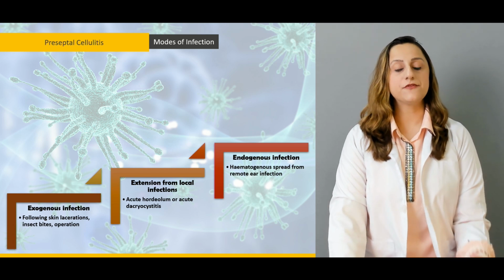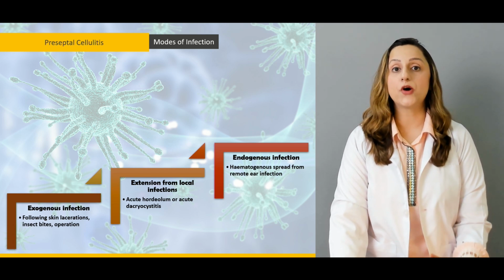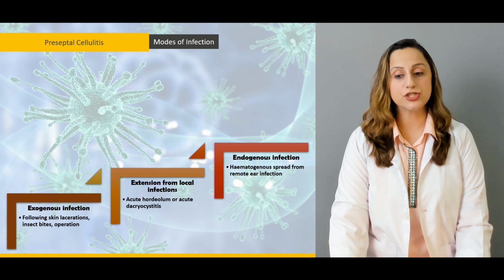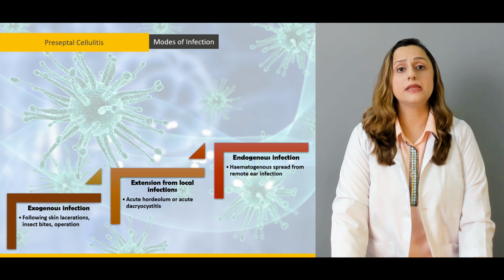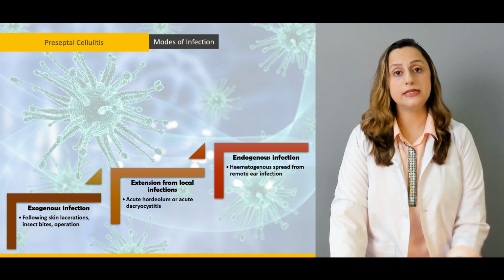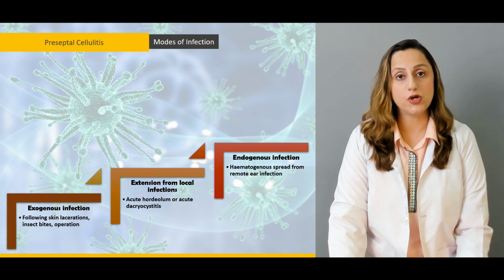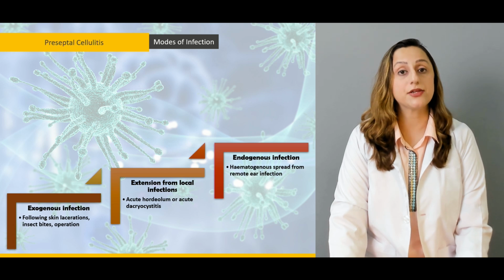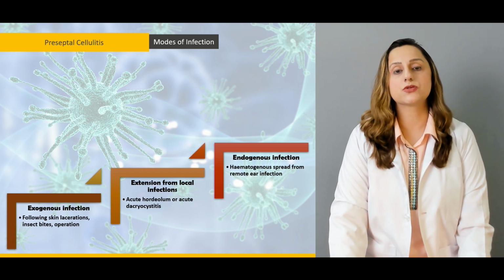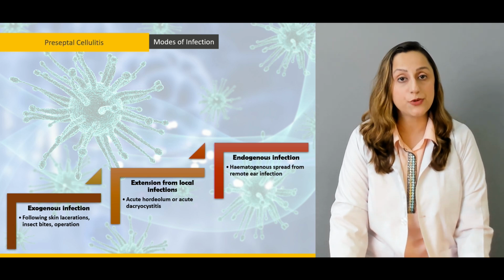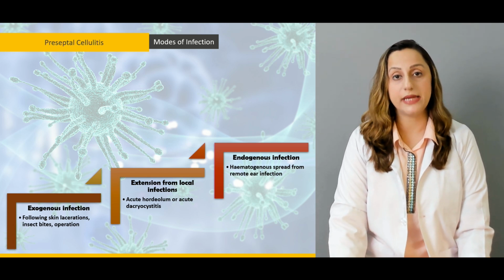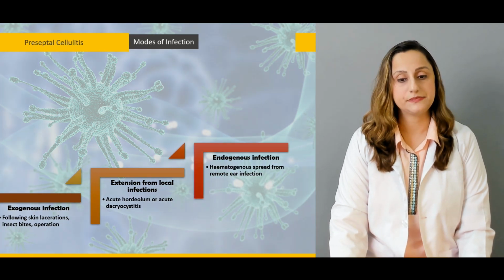The endogenous infections, meaning coming from within, would be the hematogenous spread from a remote ear infection. So obviously, the ear cavity is not in direct relation with the orbital cavity, but it would be a hematogenous spread through the lymphatics or through any hematogenous continuation that the spread would be made to the orbital cavity.